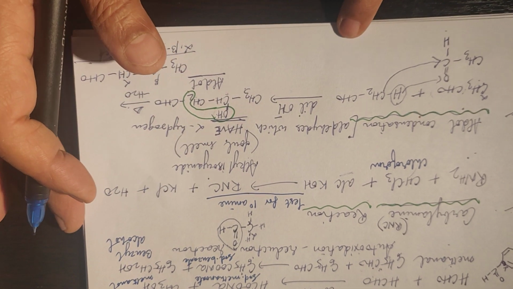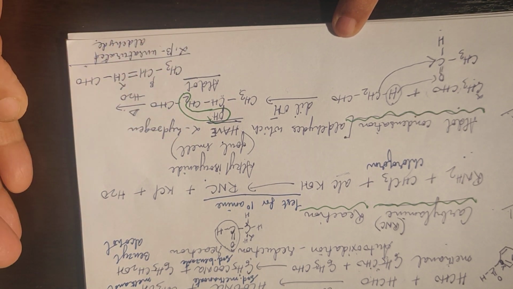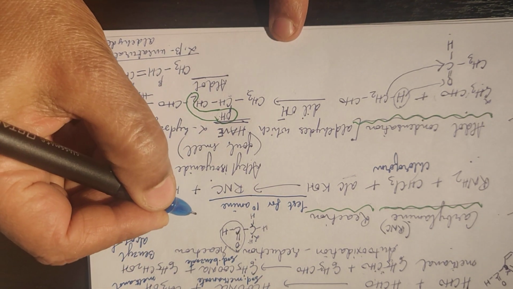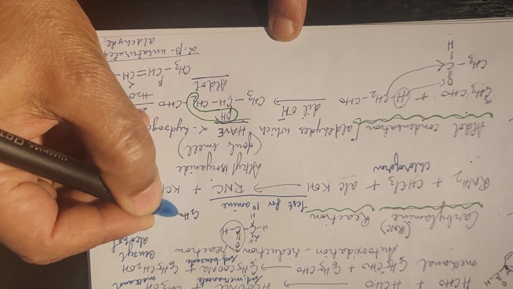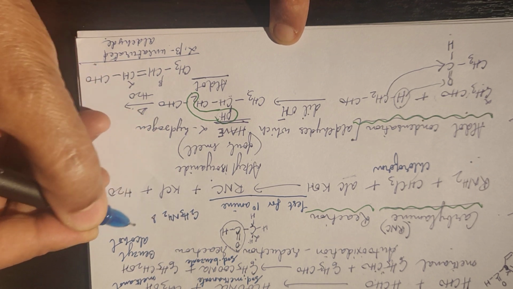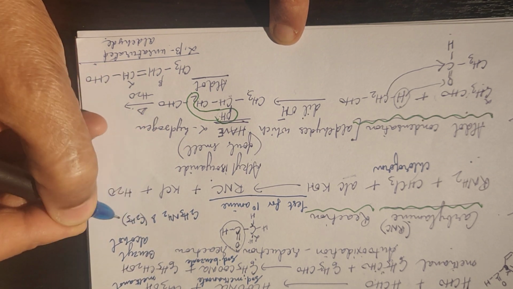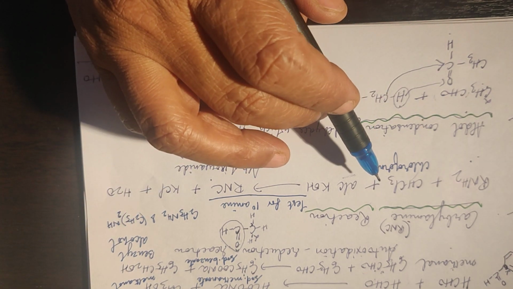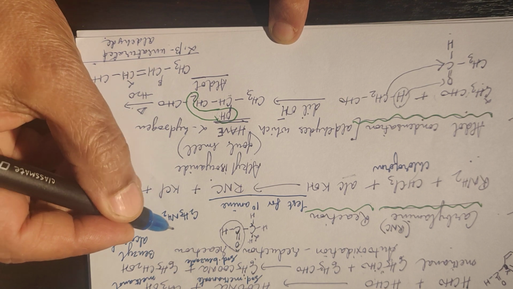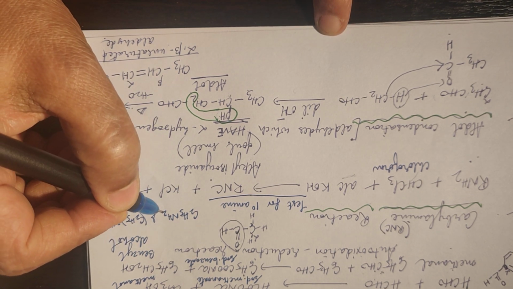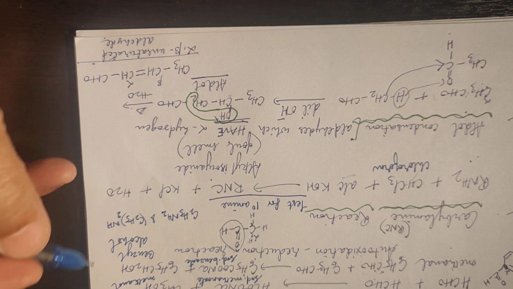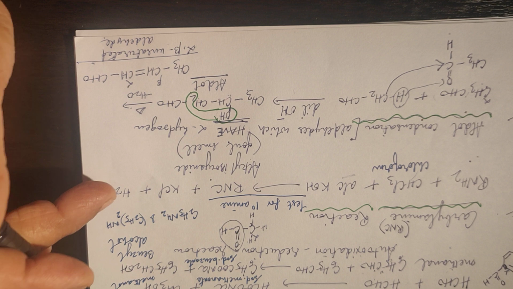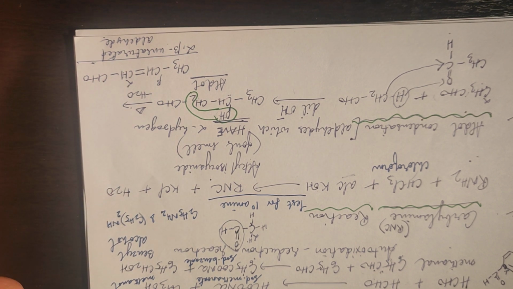Say for example, if you are asked to distinguish between ethylamine and diethylamine, then you can perform this test. C2H5NH2 being a primary amine, this will give a foul smell when treated with chloroform and alcoholic KOH, whereas diethylamine will not show the reaction. So this can be used for a distinguishing test.